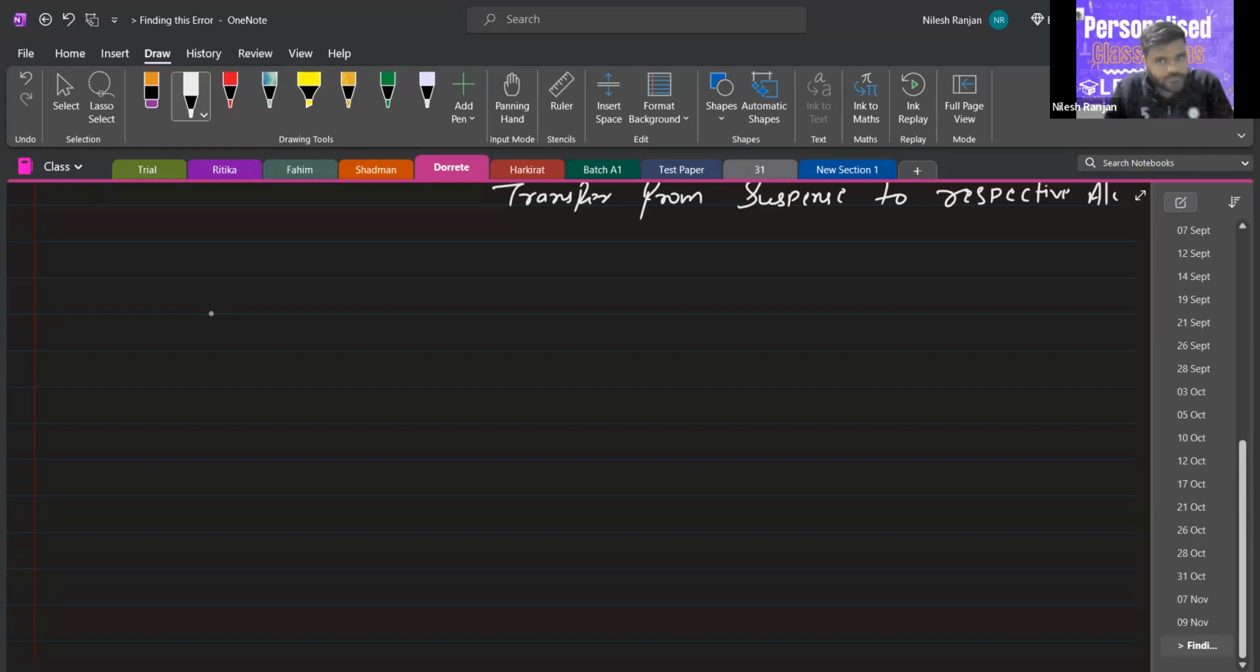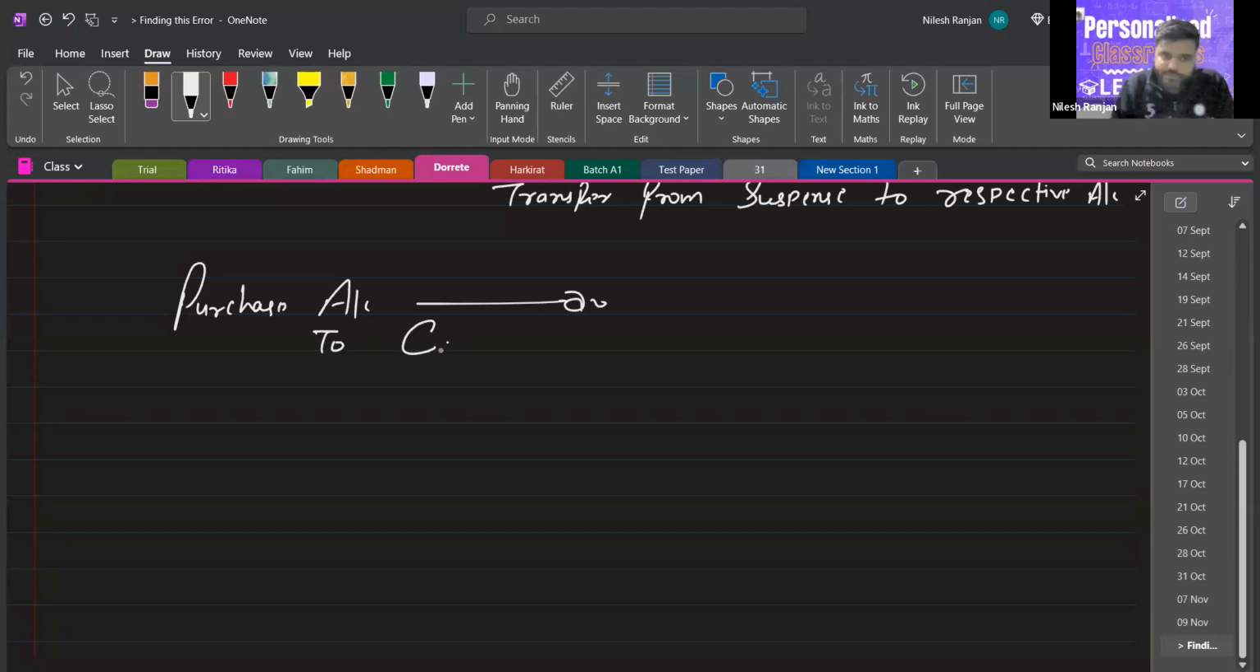Okay, let me write it here. Let's say we are doing this transaction, purchase account debit to cash account. Now this should go to the purchase account and the cash account, both, yes or no?